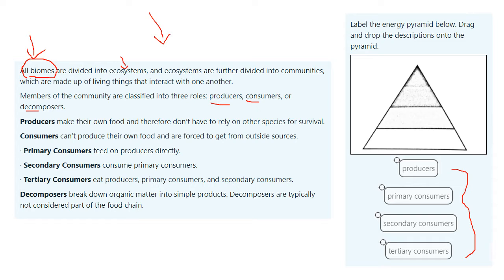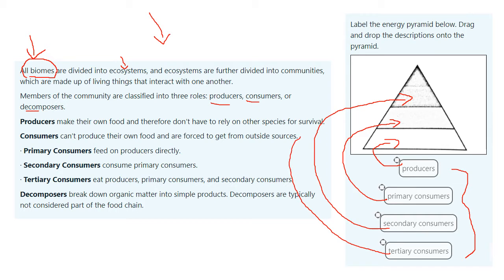Producers make their own food. So where would producers go? Well, you should know that producers are at the first level. Primary consumers feed on the producers directly, so the primary consumers go to the next level. Secondary consumers consume the primary consumers, so they come in here. And then the tertiary consumers eat everything else, and so they go at the top.